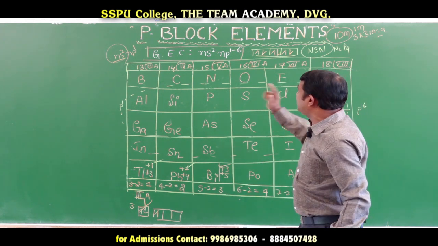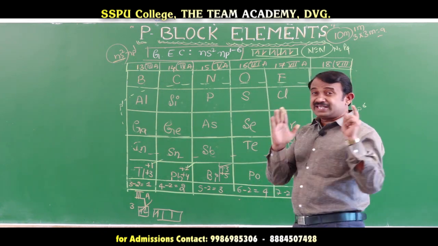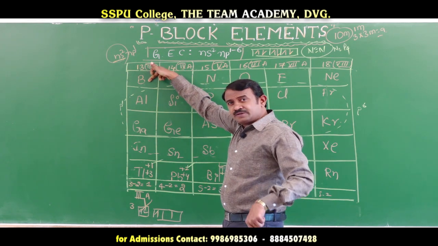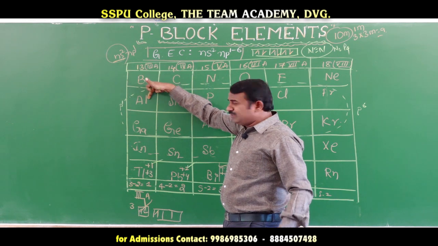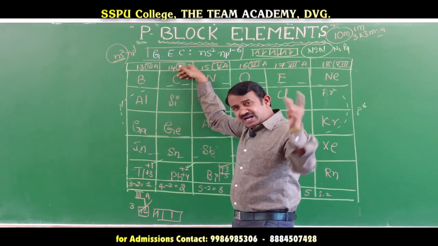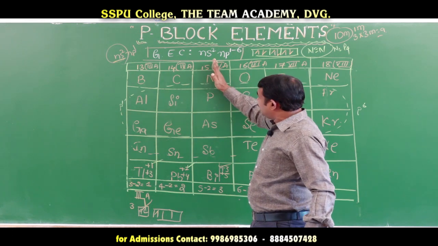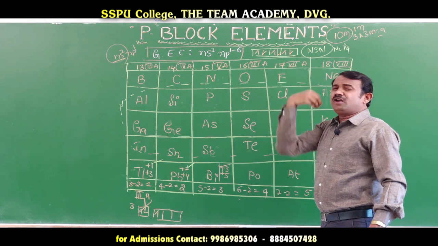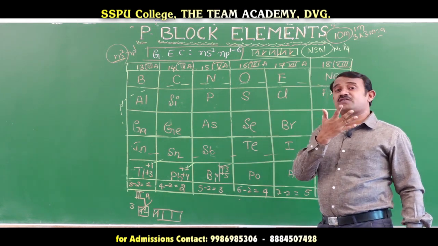Next, in our syllabus, we will go to the 15th group and 16th group. First you should know the basic concept of p block elements: boron and its derivatives, diborane, boric acid, aluminum and its derivatives, carbon and its derivatives, silicon and its derivatives. Similarly group 15 elements and their derivatives, group 16 elements and their derivatives, all physical properties, chemical properties, general properties, and the uses of the elements.